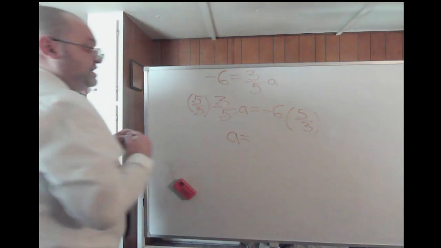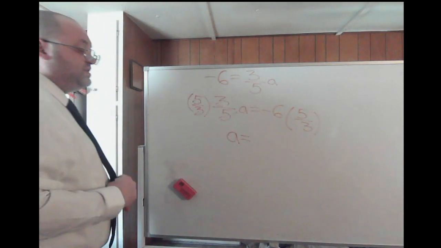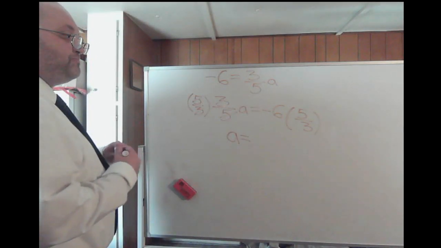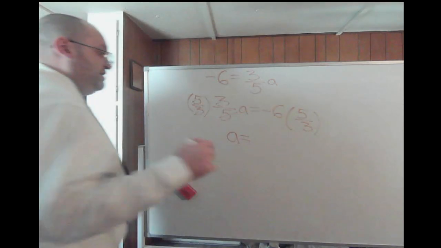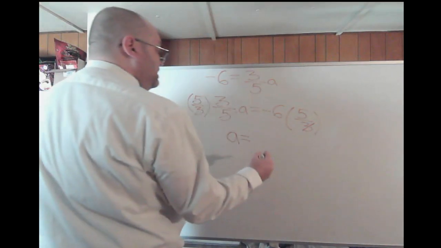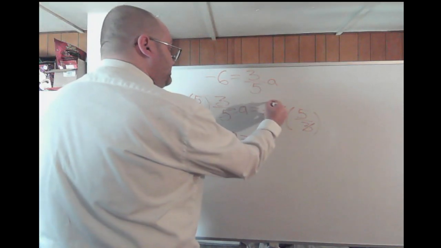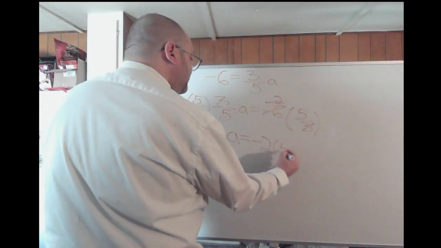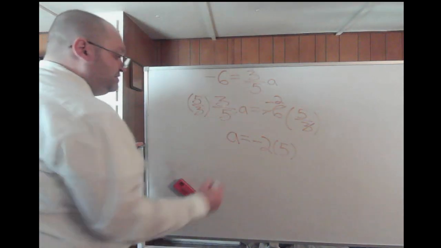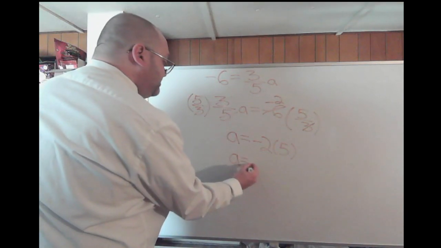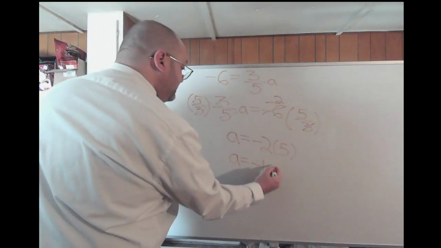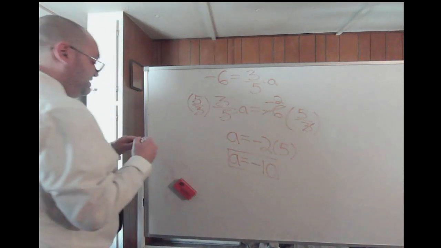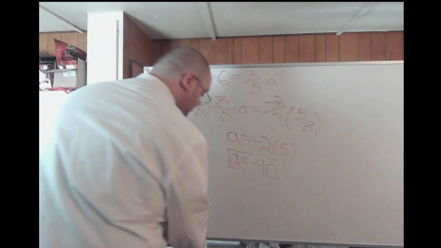A equals negative 6 times 5/3. Well, negative 6 and 3 both have a common 3 between them. 3 divided by 3 is 1. Negative 6 divided by 3, that's going to be negative 2. So you're left with negative 2 times 5. So therefore a, since it's negative 2 times 5, that'd be negative 10. So the answer to a is going to be negative 10. That's what you would get.